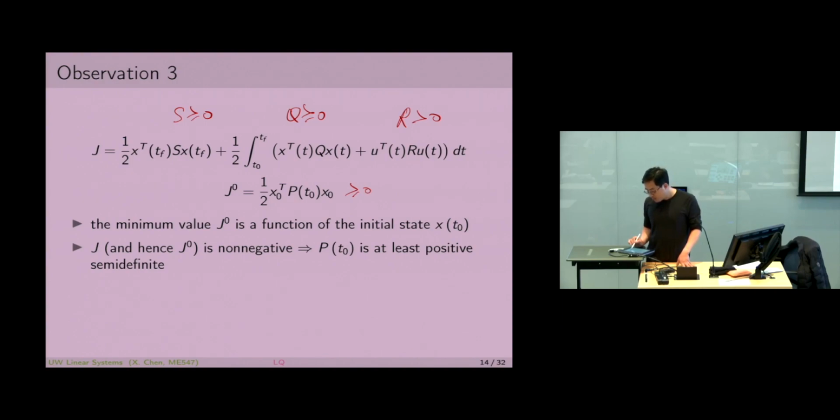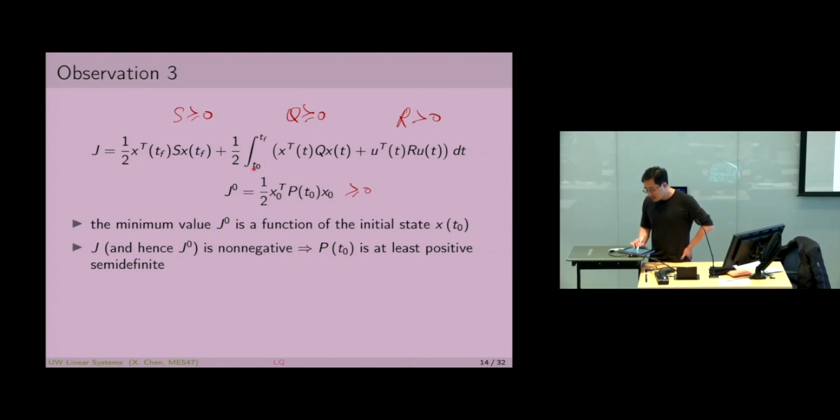That means what? We haven't said anything about the initial state. If this is always positive or 0, that means P(t0) is positive semi-definite, at least. That's good news, right? We're getting closer and closer to some kind of Lyapunov analysis. This P is getting closer to being a positive definite matrix.